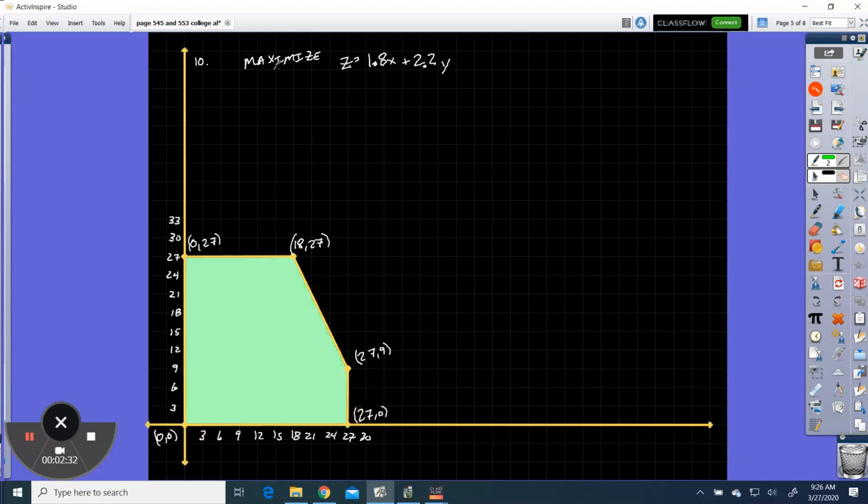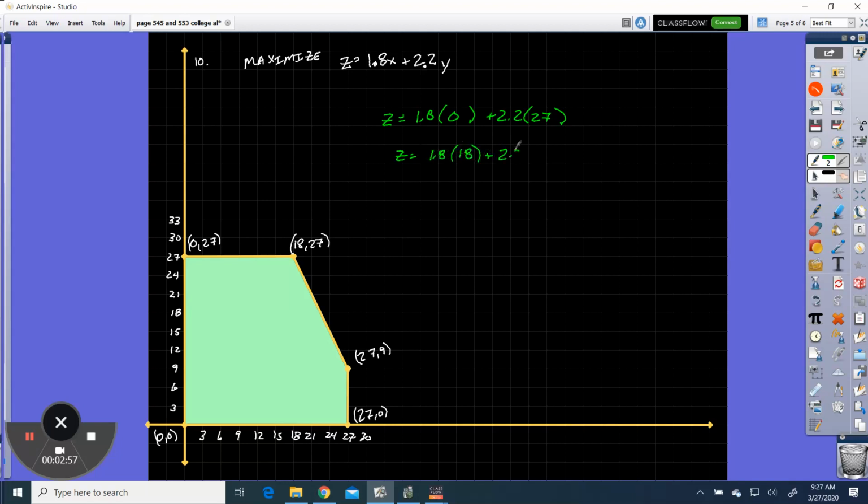Now in the next one, it says maximize. This is number 10. And it has these points, 1, 2, 3, 4, 5 of them. So again, I have z equals 1.8x plus 2.2y, and I'm going to replace this with all of those points.